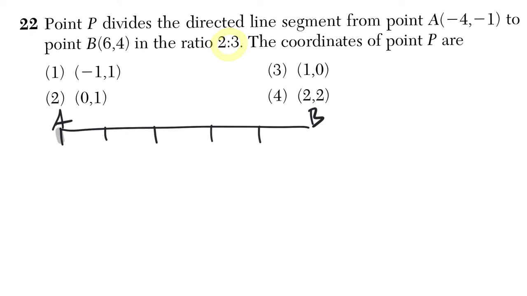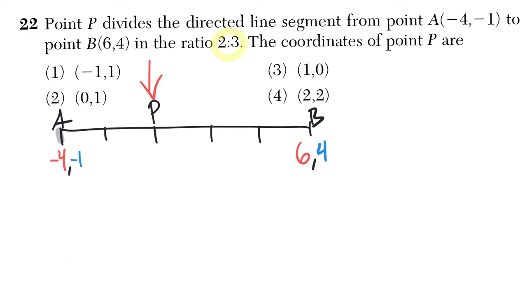Beautiful. All right, and so where's point P? Point P is where it splits this into a 2 to 3 ratio. We got 1, 2, and then we got 1, 2, 3. So point P, of course, is going to be right here, and this is critical. This is the coordinate that we're looking for. So A is going to be -4, -1, and then B is going to be 6, 4.